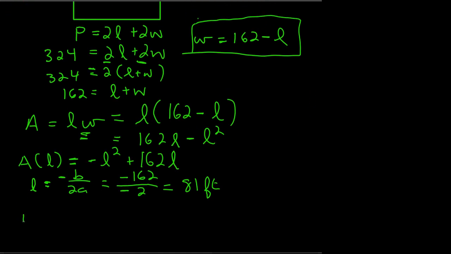Come back and use what I have for W. 162 minus 81 was also 81 feet. And so if I maximize the area of this rectangle, my dimensions will be 81 feet by 81 feet. Or it's going to end up being a square of 81 feet. In the maximization of a rectangle with nothing limiting one of the sides, like a building or anything, the area is always maximized for a fixed perimeter by a square.